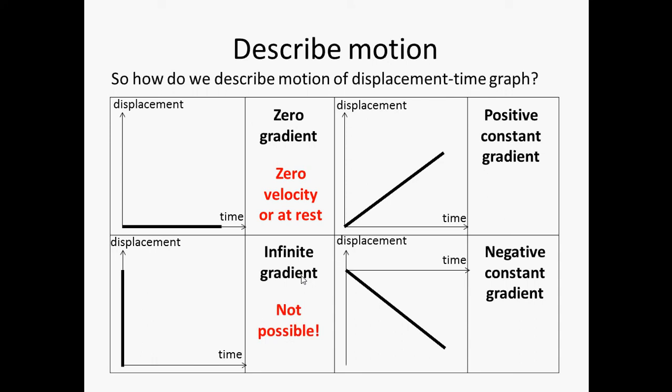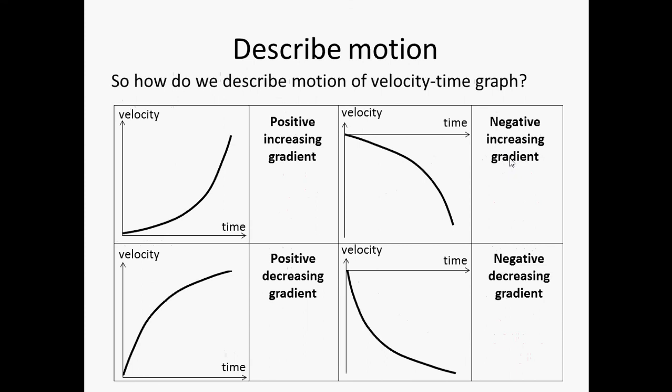How about the third one, positive constant gradient? Once again, you replace the word gradient with velocity, and you get positive constant velocity. That is how you describe motion. And lastly, negative constant gradient, you get negative constant velocity. Simple as that.